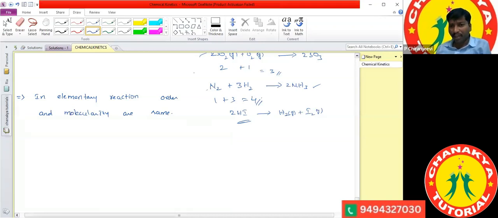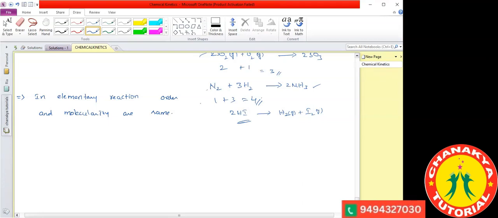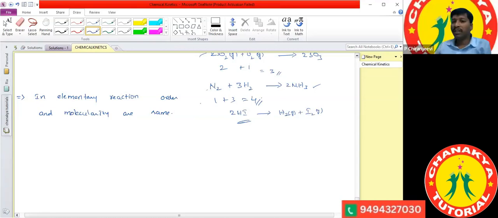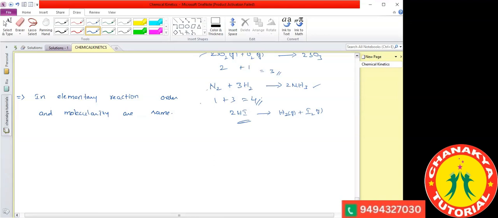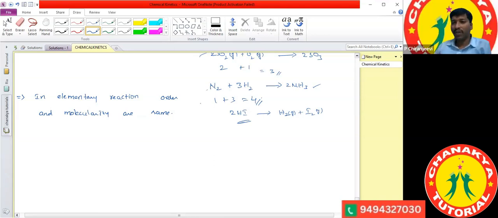Okay, now for that one, based on the chemical equation, by seeing the chemical equation, which one can we identify, either order or molecularity? Molecularity. Very good. So by seeing the chemical equation, we can find out the molecularity. Is any possibility there to find out the order by seeing the chemical equation? No, sir. It's not possible to find out here. Okay. So we can find out only molecularity.